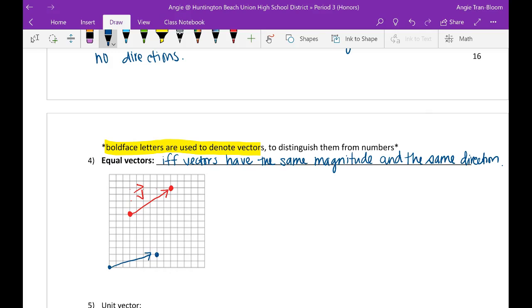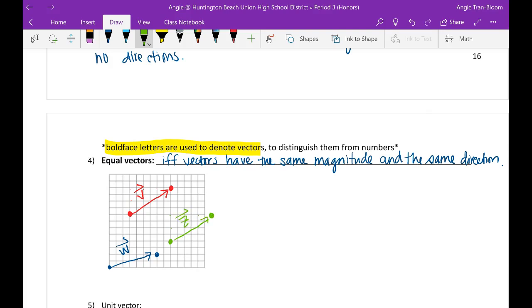So let's call vector W. And then I'm going to draw another vector. Let's start here. Go right 2, up 4, go right 2, 4, 6. Okay. Let's call this vector Z.